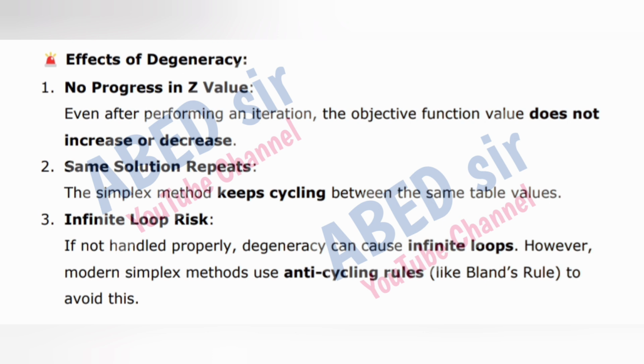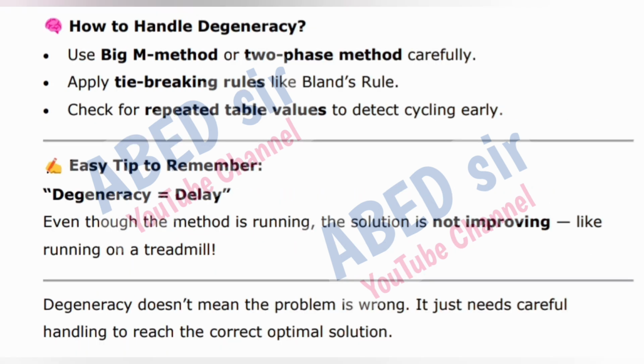However, modern Simplex methods use anti-cycling rules, like Bland's rule, to avoid this. How to handle degeneracy? Use Big M method or two-phase method carefully. Apply tie-breaking rules like Bland's rule. Check for repeated table values to detect cycling early. Easy tip to remember: degeneracy is equal to delay. Even though the method is running, the solution is not improving, like running on a treadmill. Degeneracy doesn't mean the problem is wrong. It just needs careful handling to reach the correct optimal solution.